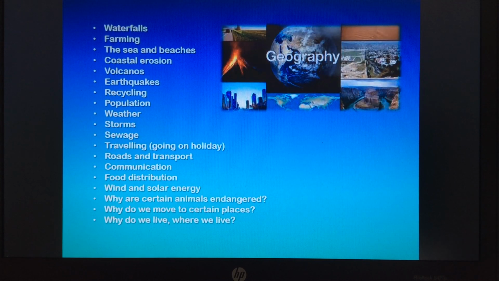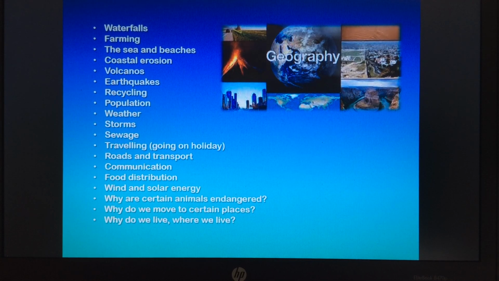Now have a look at these topics. Can you see if you can decide whether they're physical geography or human geography? So we've got things like waterfalls, farming, seas and beaches, coastal erosion, volcanoes, earthquakes, recycling, population, weather, storms, sewage, travel, going on holiday, roads, transport, communication, food distribution, wind and solar energy.